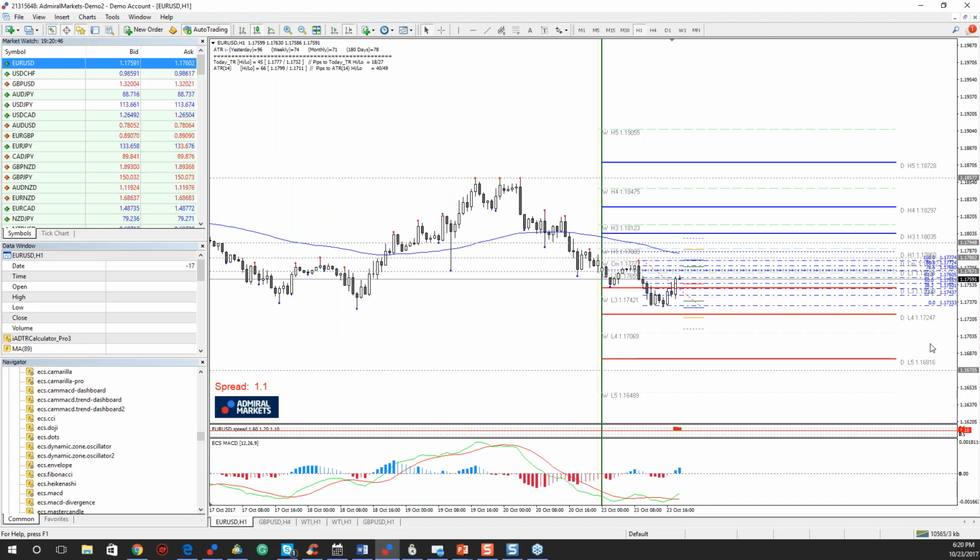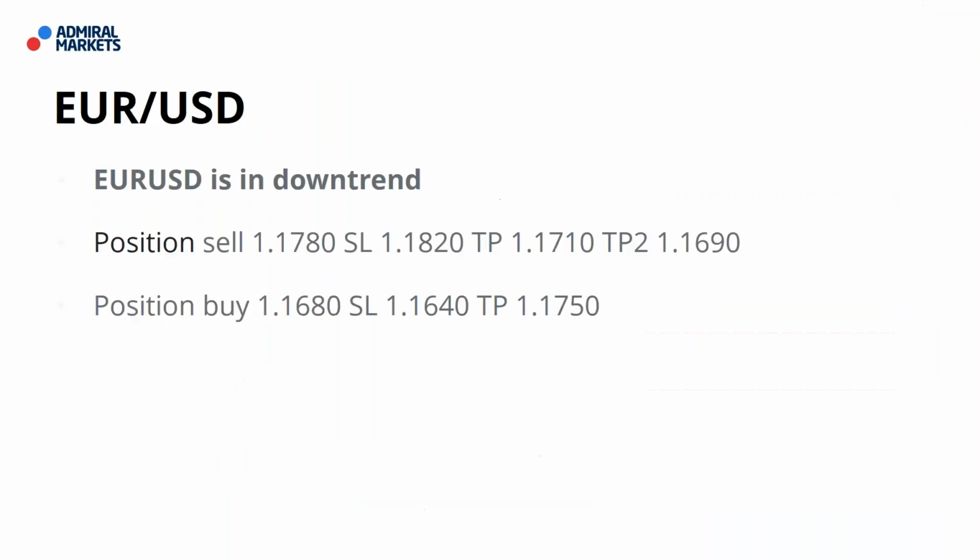Very, very accurate indicator. So it suggests a further drop if it breaks, of course, this daily L4, but you see it's now very, very trapped.